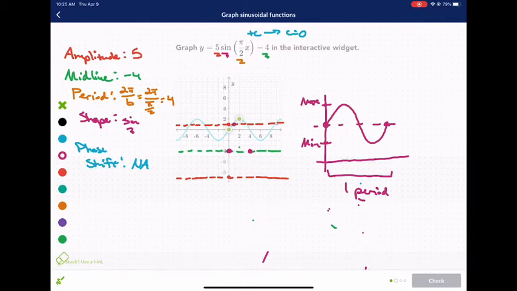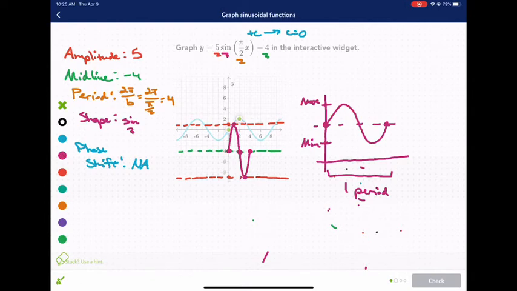So we're going to divide this into 4 pieces. We've got a max, we've got a min, and this is our min, and then our middle point is right here, midway between the beginning and the ending value, right? So we divide it into 4 chunks. There we go. So that's what one period of this function is going to look like.